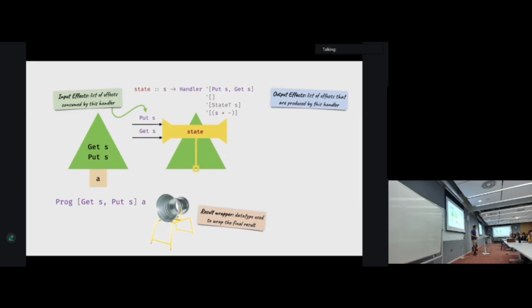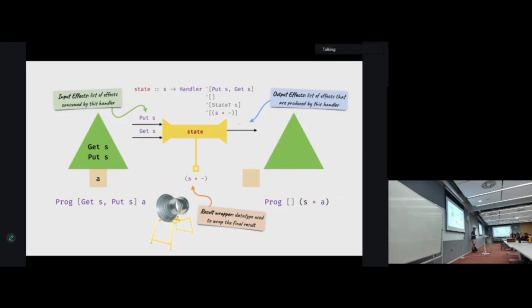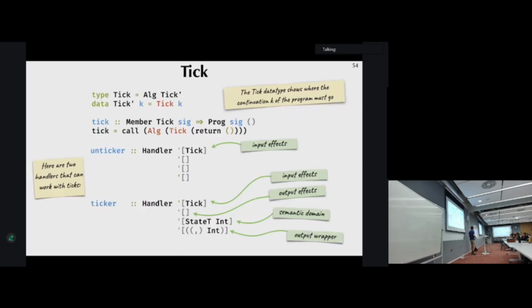Okay, so the tree goes in, and what happens is that the program started looking like this. It's got the gets and puts in it, and at the end of it, it's got nothing in the output. But the pure result, which used to be an A, is now attached with an S cross blank. That blank becomes the A. So now you've got the state and the pure result coming out. Okay, so that's just me labeling some stuff and saying, we're going to do something to the tree, we're going to do something to the pure value that they will kind of pass through. That's the kind of mental model you should have.